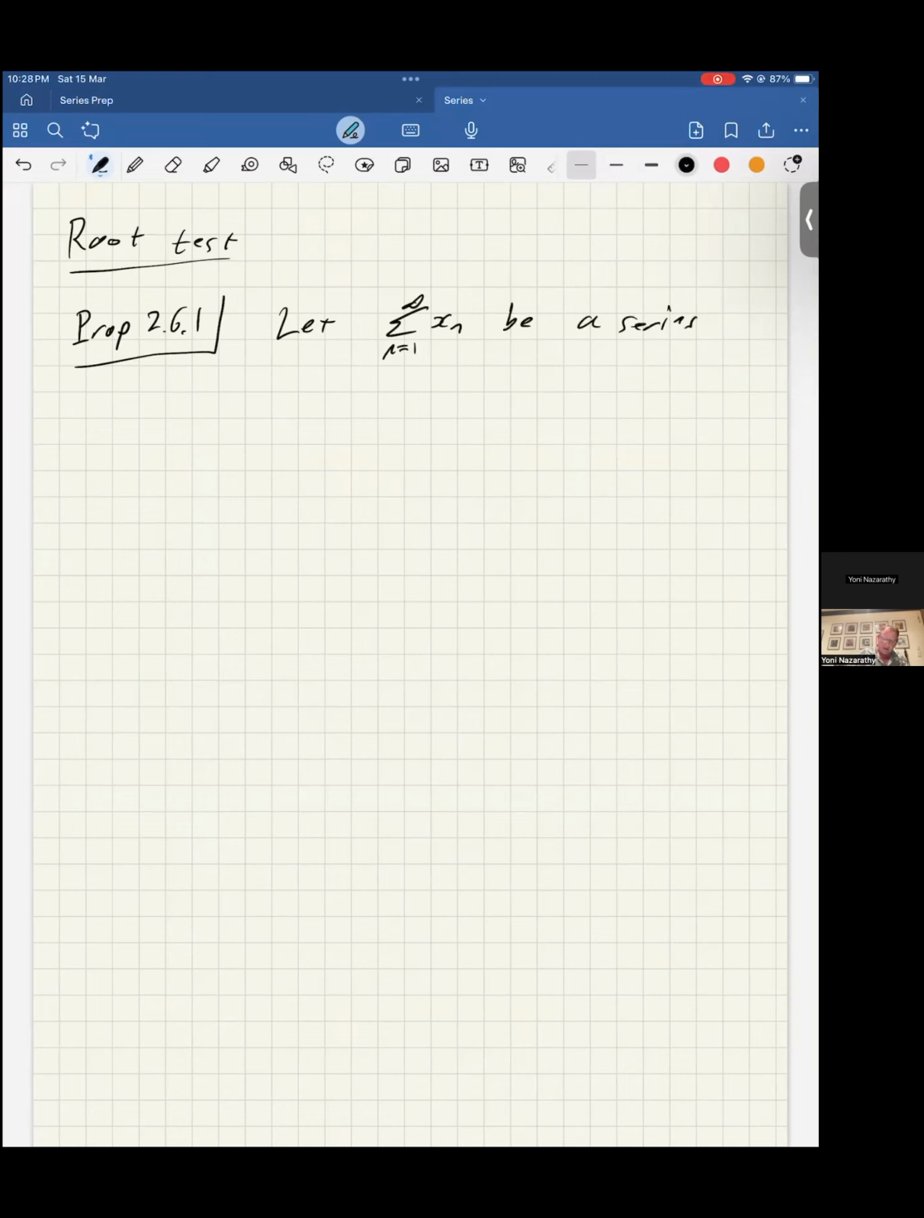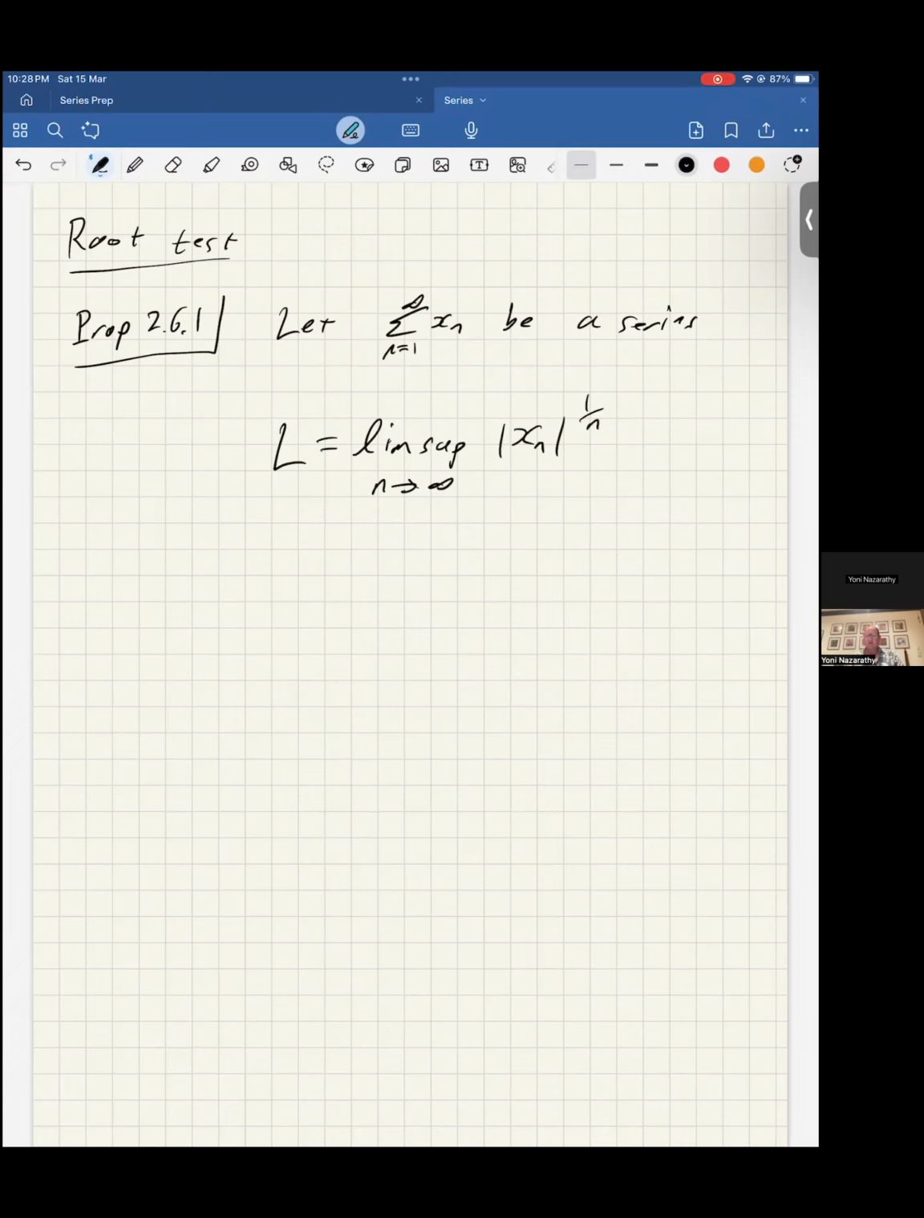And now we take L as the lim sup as n goes to infinity of the nth root of the terms. Okay, so that's what we're looking at: the nth root of the absolute value of the terms. Now this is the lim sup of that quantity, but if the limit exists, then the limit is just the lim sup.